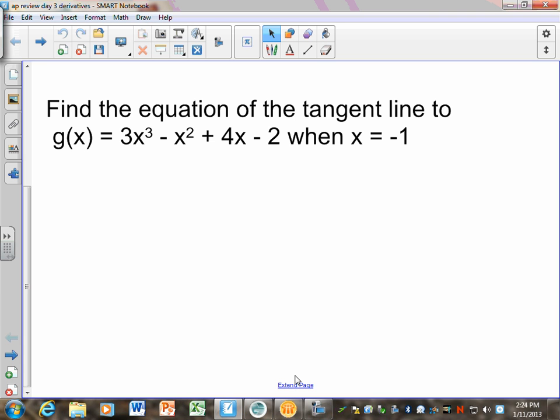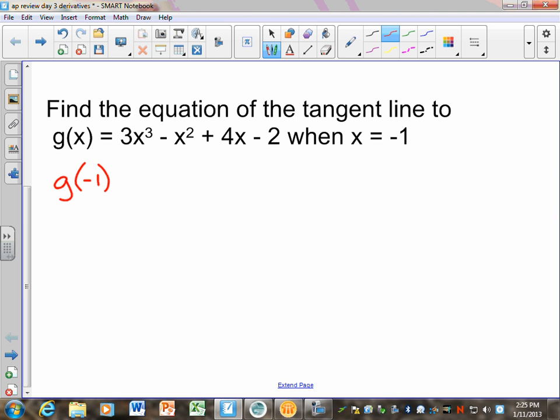Find the equation of the line tangent to the function g of x equals 3x cubed minus x squared plus 4x minus 2 when x equals negative 1. When you do these, sometimes there's a free response question, and this is all it's asking you to do. So tangent line, you need two things. You need a point, so they tell you that x is negative 1, so you need to know what is the y value that goes with that. So what would that be?